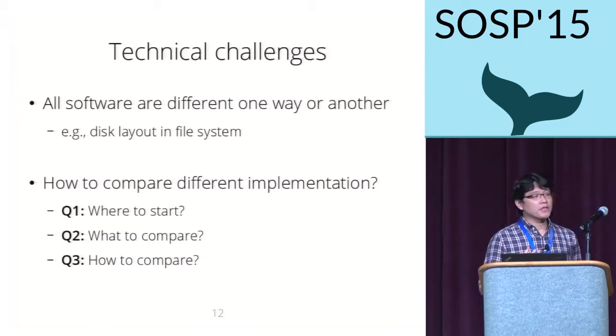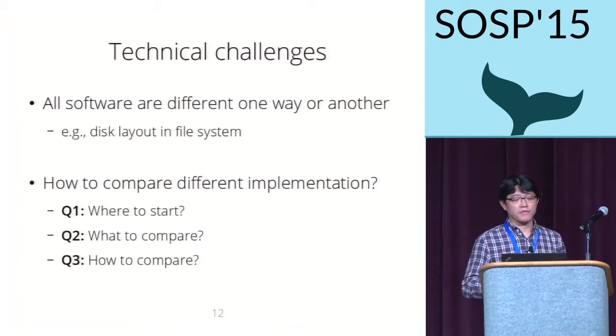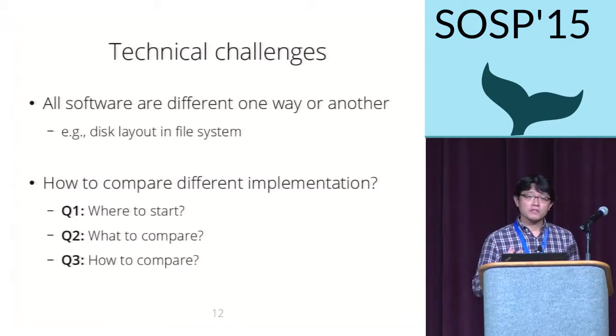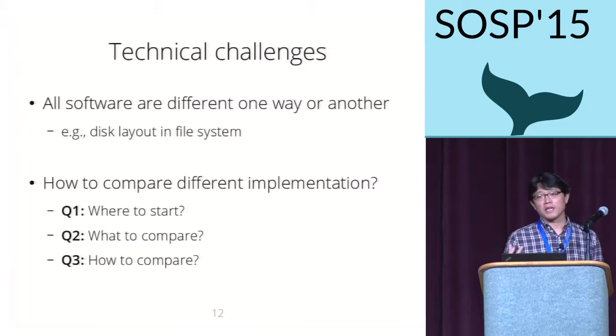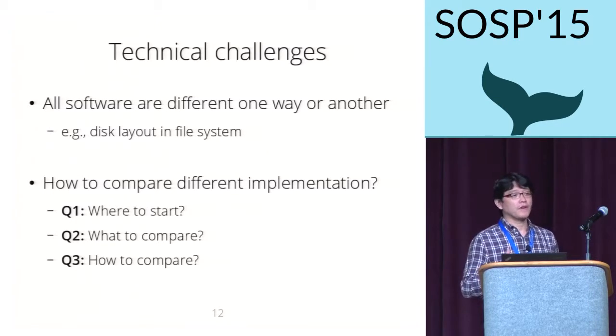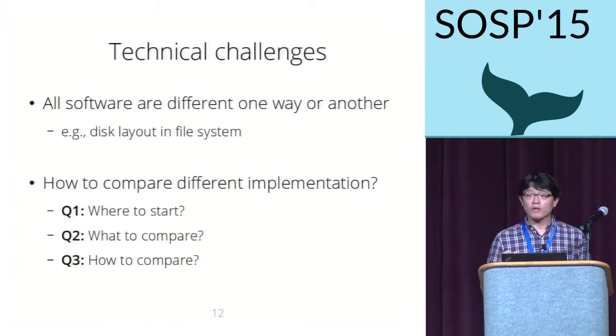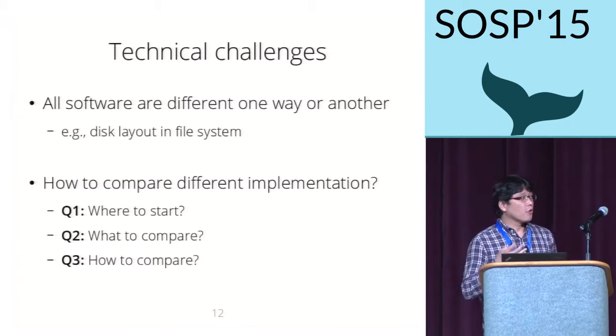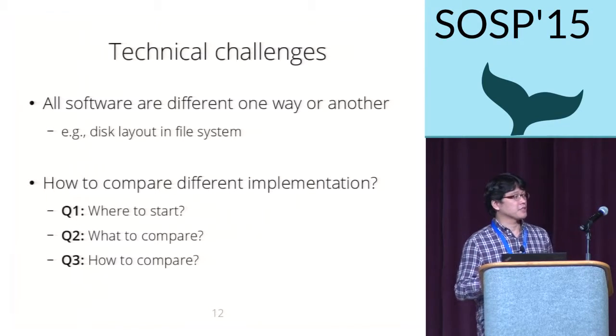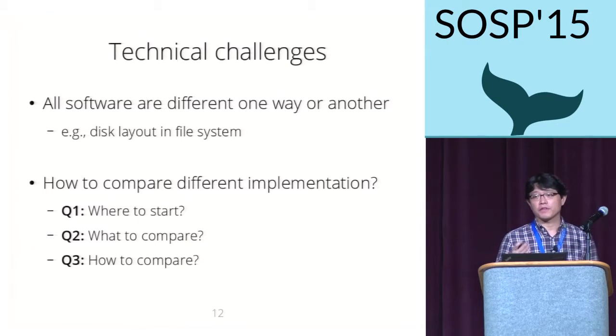The idea of comparing multiple software implementations to find deviations sounds quite straightforward, but designing and implementing such an idea is really difficult. The key reason is that even if software provides the same or similar high-level semantics, all software is different in nature. For example, even though all Linux file systems provide the same Linux file system semantics, they can adopt different disk layouts, so all Linux file systems are different in nature. So the key technical challenge here is how to compare different software implementations.